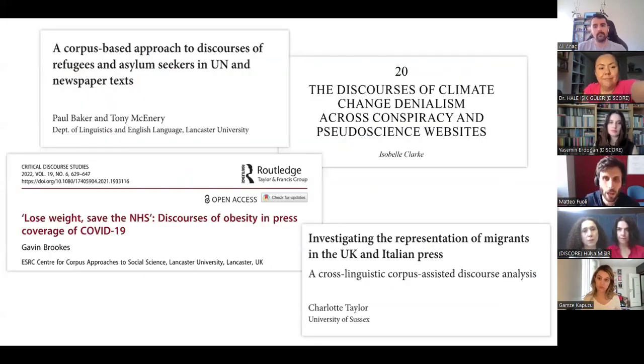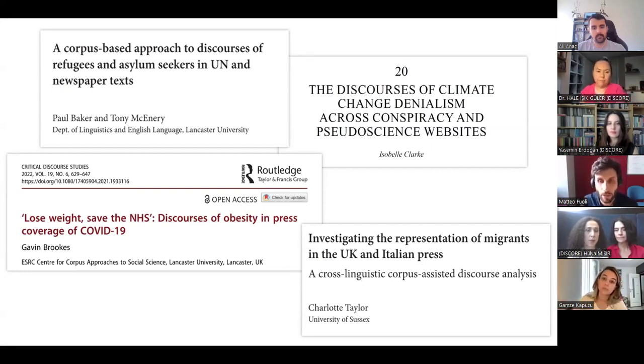Now, since the early 2000s, and especially in the past few years, the field of corpus-assisted discourse studies has flourished. This methodological approach has been used to study a wide variety of topics and to examine the linguistic underpinnings of a wide range of important societal issues, including, for instance, immigration, climate change, denialism, obesity, and other healthcare-related concerns.